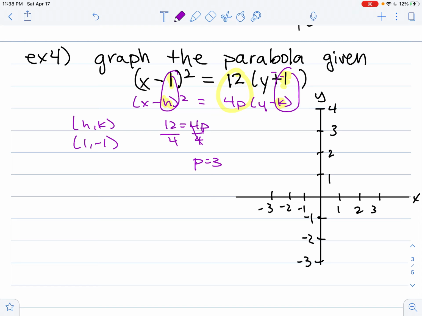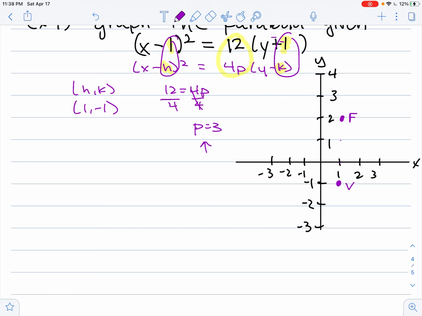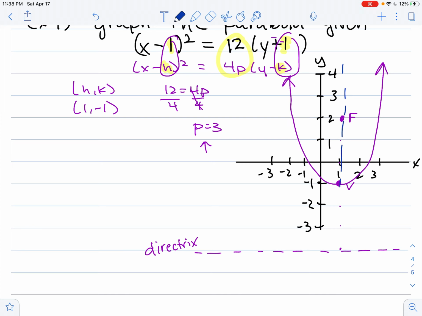So our vertex is at 1, -1 here. That's our vertex. And to get to the focus, we go a distance of +3. So we're going to go up 1, 2, 3. That's going to be the focus. It also tells me the directrix is 3 below it. 1, 2, 3. So here's my directrix line. Remember, that's always a line perpendicular to the axis of symmetry. Here's my parabola. There's my focus. And here's my axis of symmetry.